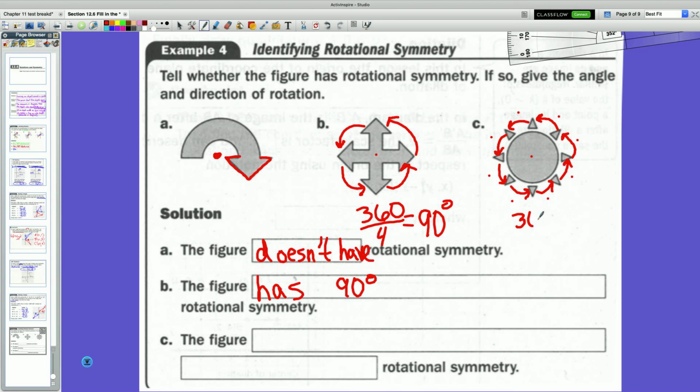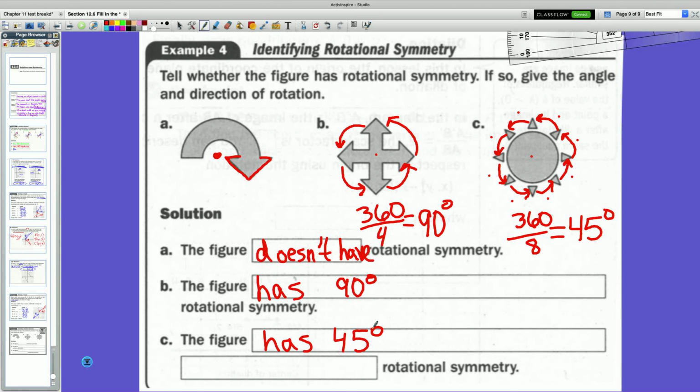So I'm going to do 360 divided by 8, which would give me 45 degrees. Okay, so the figure has 45 degrees rotational symmetry. And again, that's all I expect you to write.